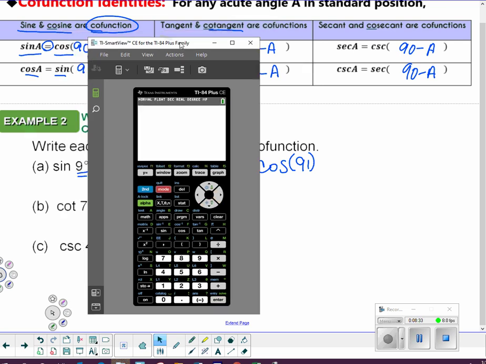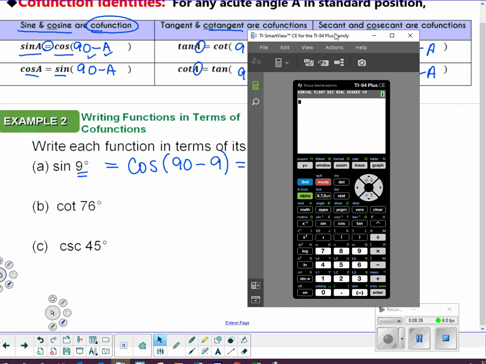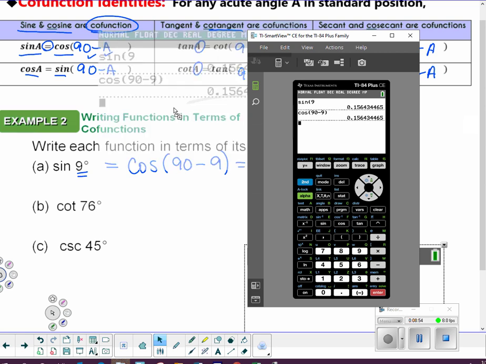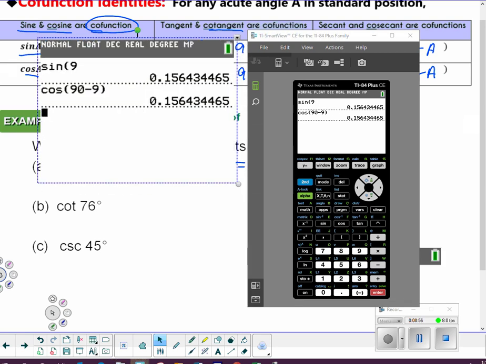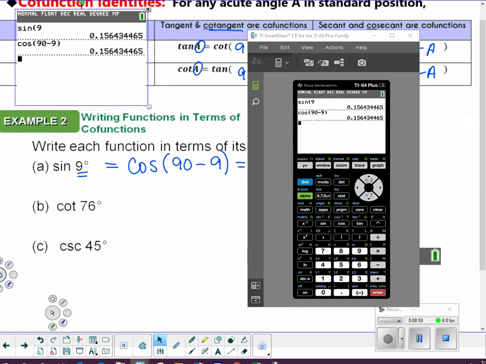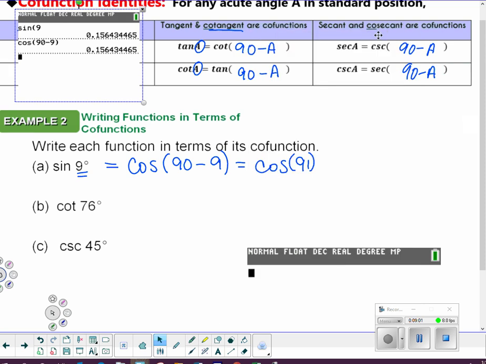Got it. Okay, so what I wanted to exhibit was, let's put in sine of 9. That gives me 0.156. And let's also look at the cosine of 90 minus 9, or I could have put cosine of 81 in there. And voila, they do take on the same values, don't they? That is the characteristic of a cofunction.